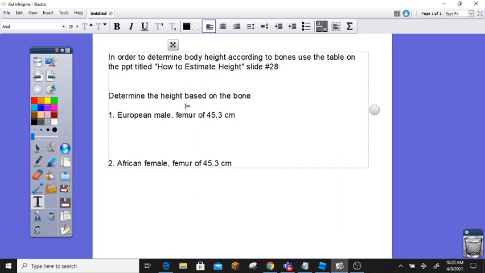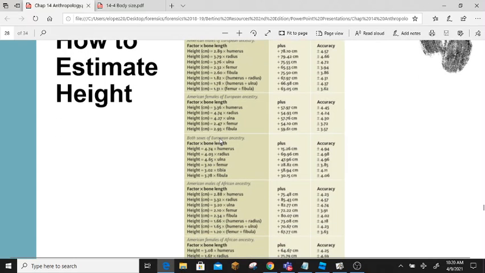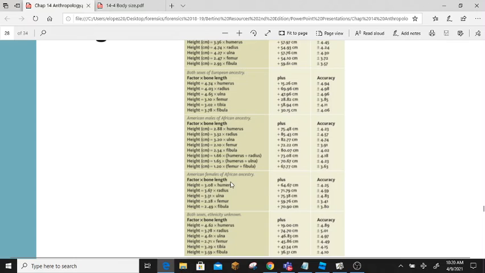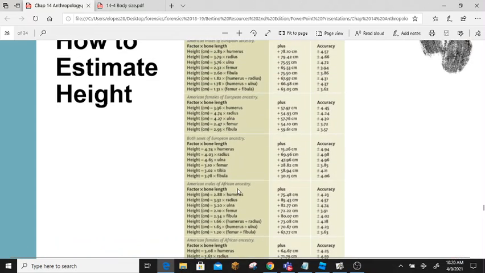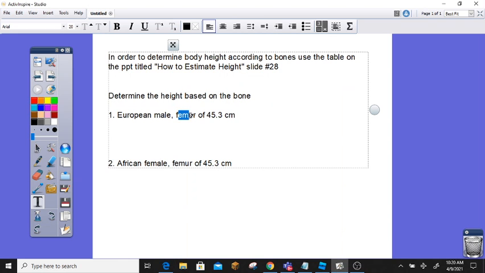So in this example, European male, we're going to look at the PowerPoint and find European male. Here they have European female, both European, and African ancestry. So here you have the ethnicity. We know that it is a male, and we know that the type of bone we're going to be looking at is the femur.